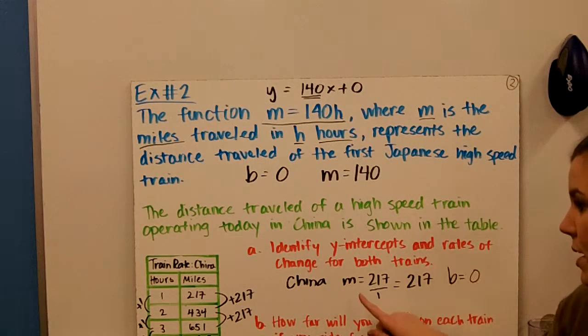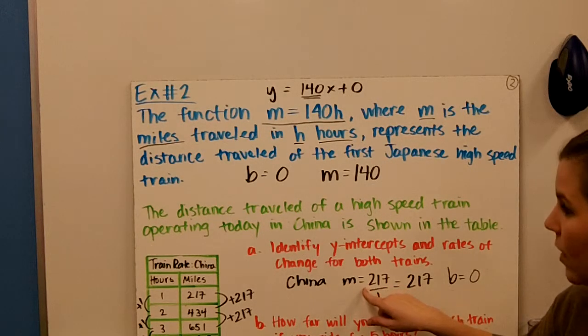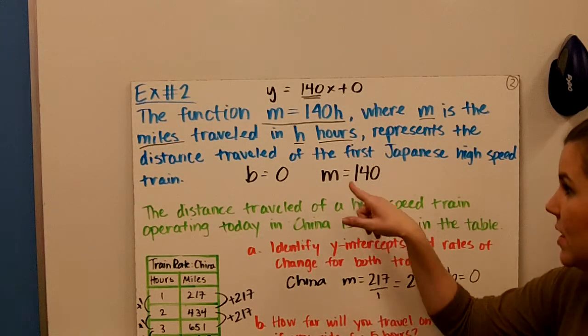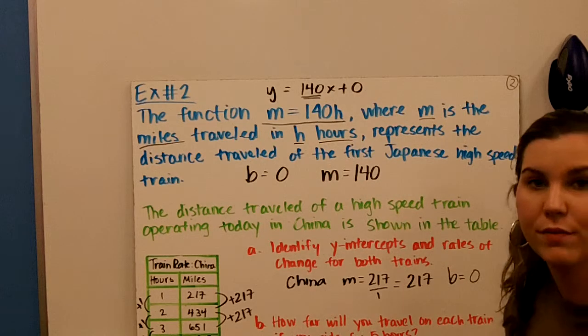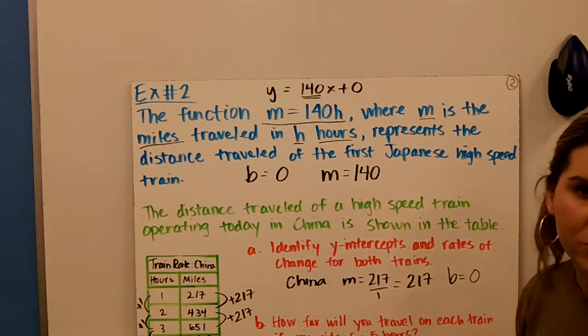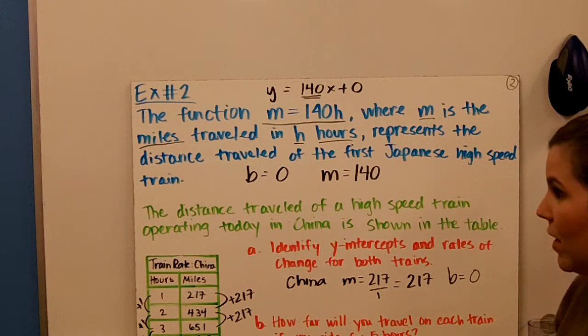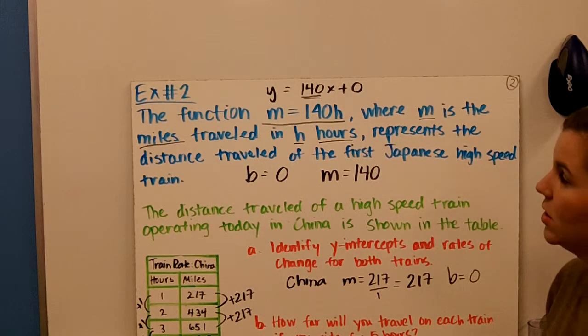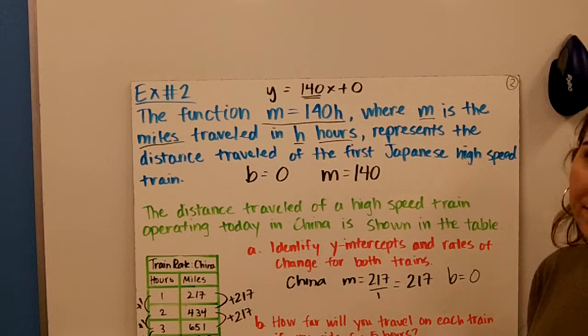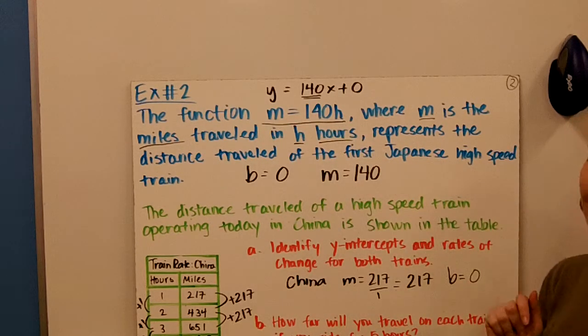So comparing these, the slope of the Chinese train is 217 and the slope of the Japanese train is 140. So the Chinese train is traveling faster. How far will you travel on each train if you ride for 5 hours? Well, H represents the number of hours and M represents the miles.